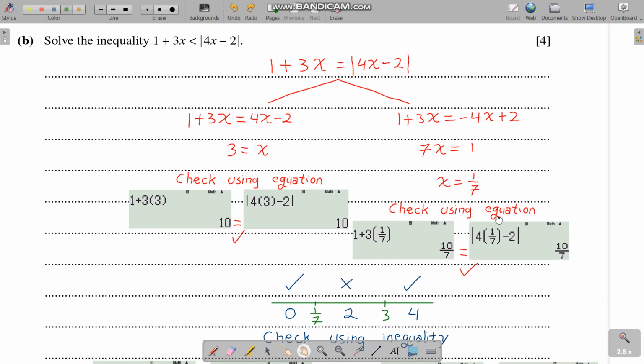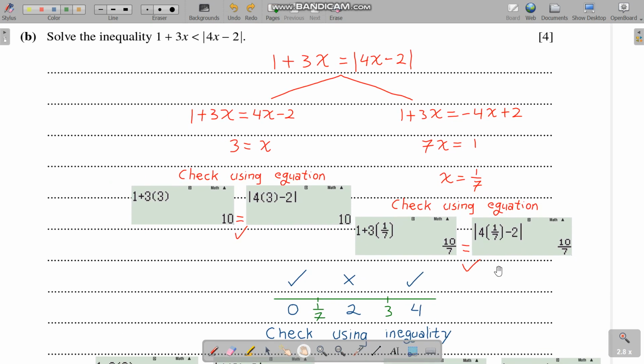To solve the inequality algebraically, just treat the inequality as an equation. So we use the equal sign. We have two possible equations. The 4x minus 2 can be positive or negative. When it's positive, just move 3x to the right, we have x. Move the minus 2 to the left, we have plus 3.